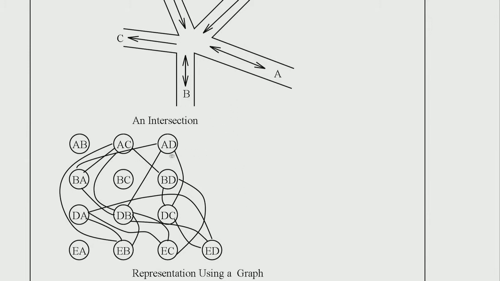Then what I do is, I join a pair of nodes by an edge if both of them cannot happen simultaneously. So, let us look at this.